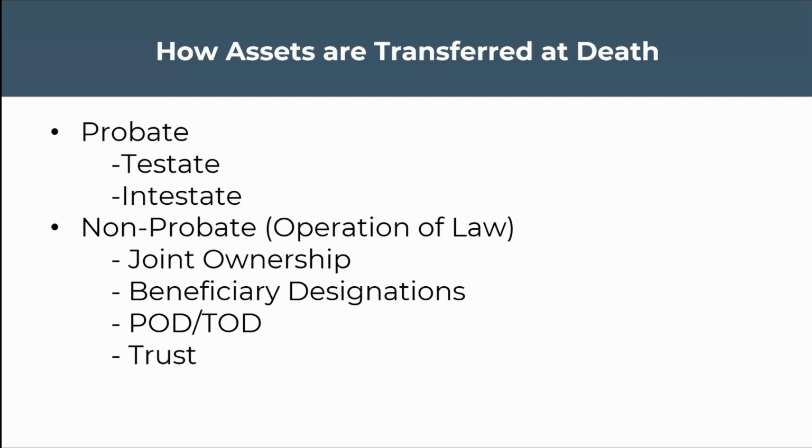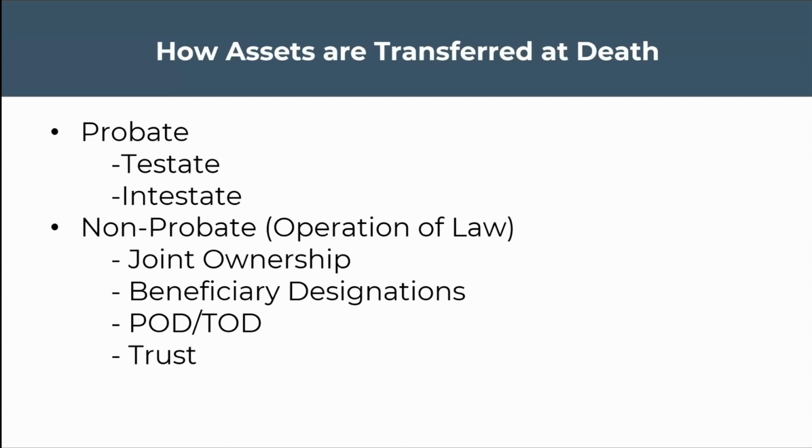Now, non-probate's a little bit easier to explain what that is. That is an asset that transfers by operation of law. What that means is when you die, it automatically goes to somebody else. It doesn't matter what your will says, or if you die without a will, what we call intestate.